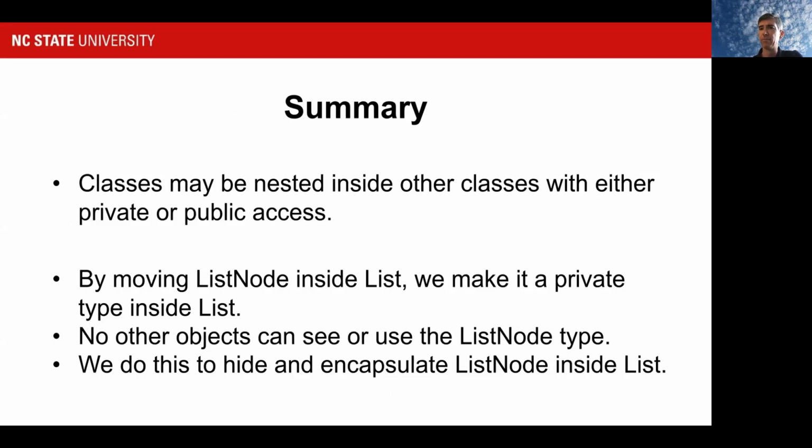However, note that a user of our list object is still indirectly using list nodes. Anytime they use an iterator, that iterator is going to package up a list node inside of it. So even though the programmer may not know that they're using a list node object, they're in fact using a list node, fairly explicitly, inside that iterator. It's just hidden from them so that they can't see exactly what it is and how it works.